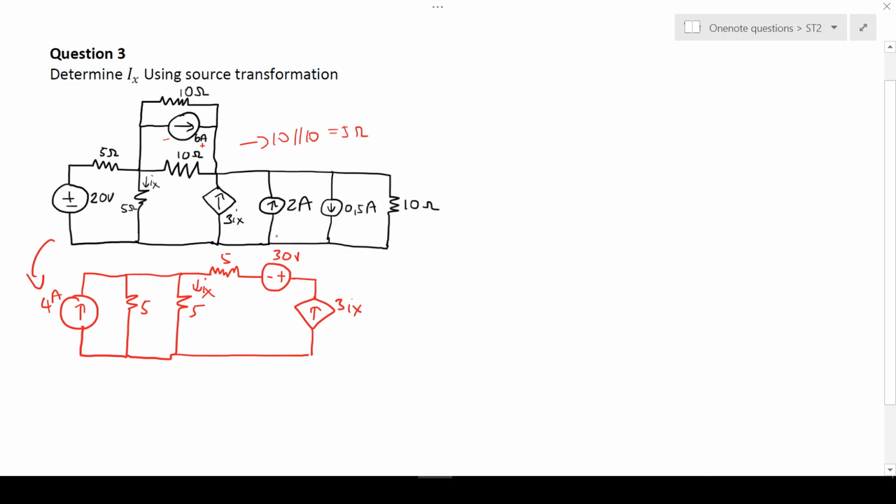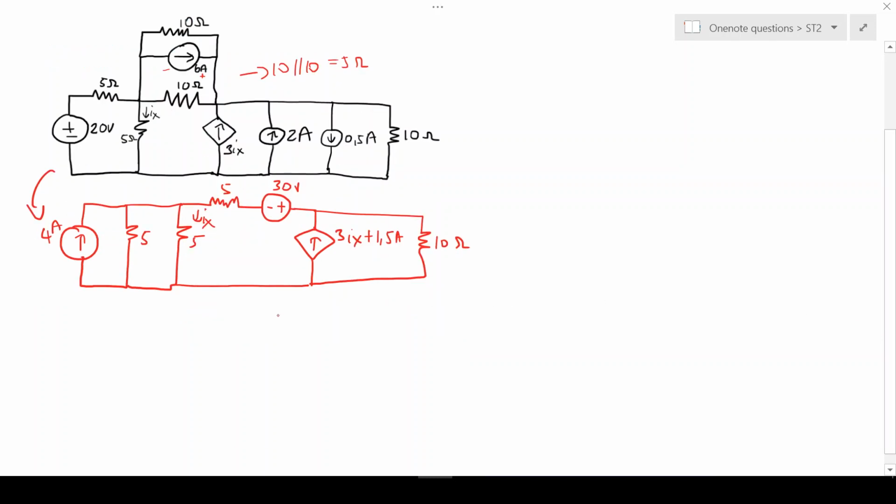3Ix is going in, 2 is going in, and 0.5 is going down. So 2 amps going up and 1 amp going down will give you a resultant of 1.5 amps. So this should actually be 3Ix plus 1.5. And that will be in parallel with the 10 ohm resistor.